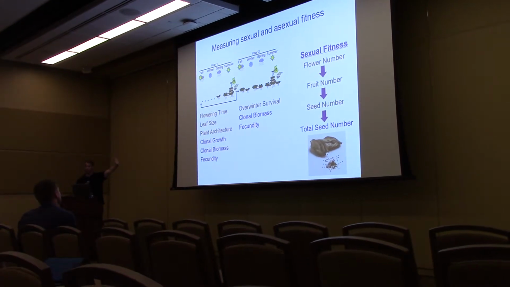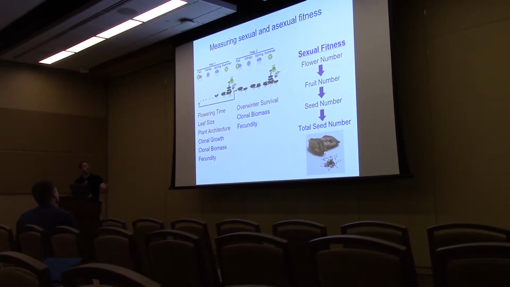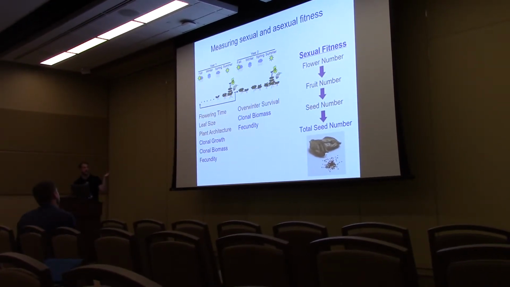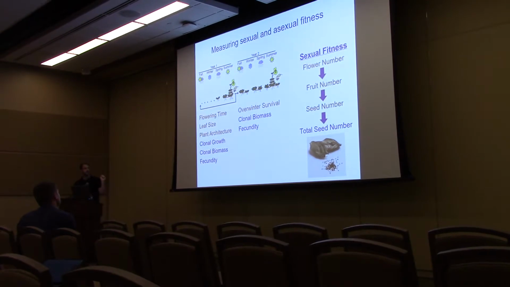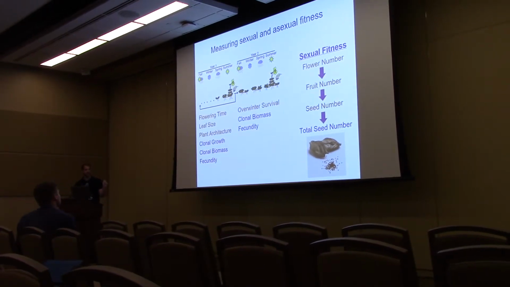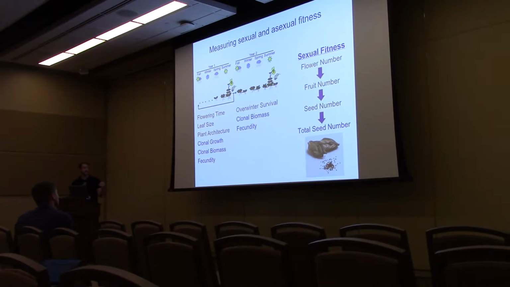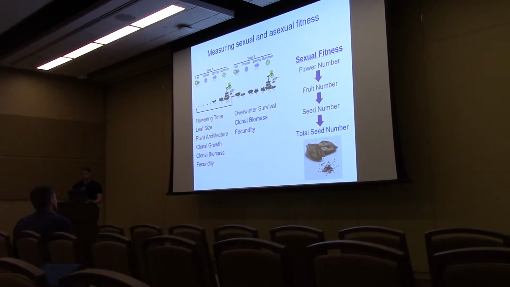We counted all of the flowers in the entire population, which was about 300,000 in year one. We then examined individual fruits to get a plant-based estimate of how many of them actually set seed. We then collected seed pods from every individual plant and counted the number of seeds present, and that's giving us an estimate of total seed number per plant.